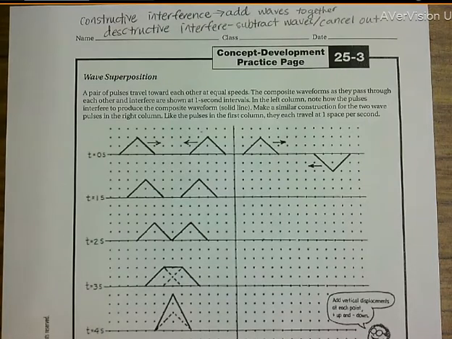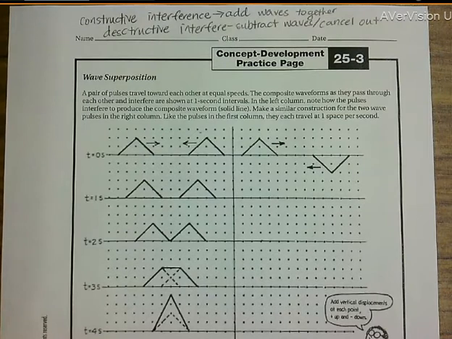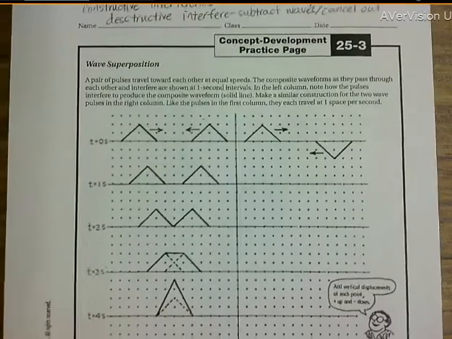So a pair of pulses travel toward each other at equal speeds. The composite waveforms as they pass through each other and interfere are shown at 1 second intervals. In the left column, note how the pulses interfere to produce the composite waveform, a solid line. Make a similar construction for the two wave pulses in the right column. Like the pulses in the first column, they each travel at 1 space per second.